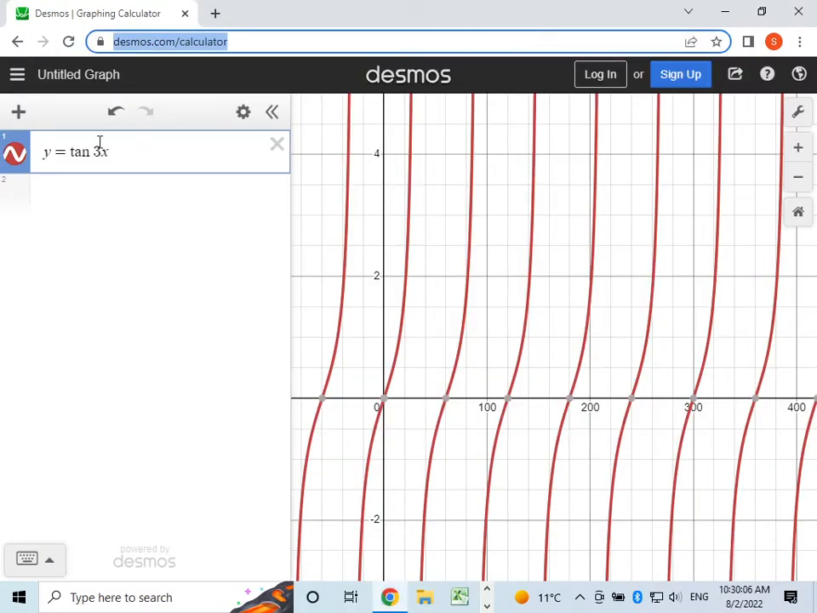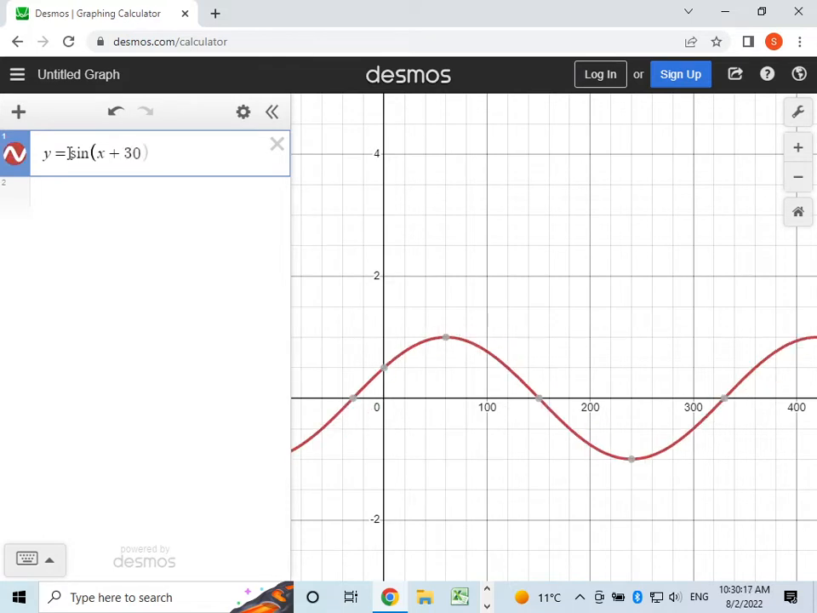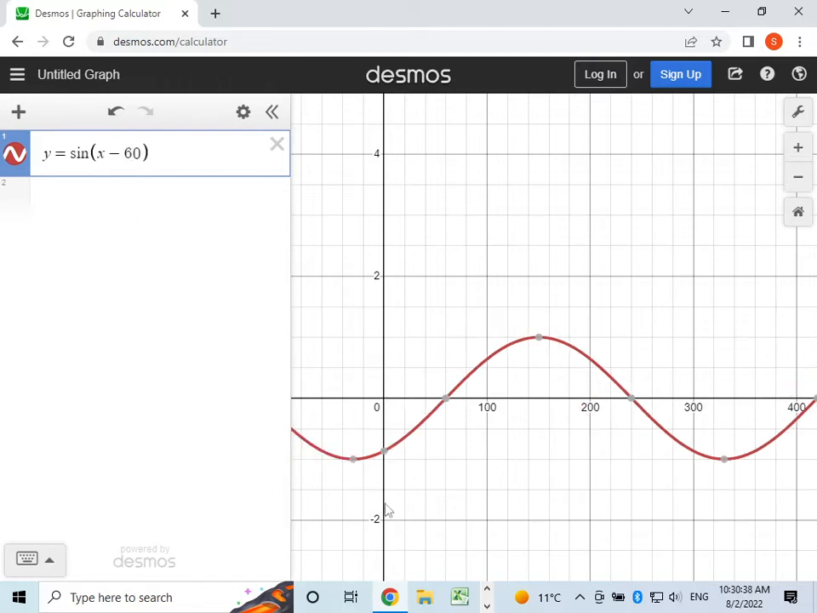Alright. Let's look at what happens here. If I have x plus 30, look here at the standard sin, it starts at 0 and 0. Now this sin graph starts at negative 30 and 0. If I say minus 60, the standard sin is supposed to start at 0 and 0. This one starts at 60 and 0.